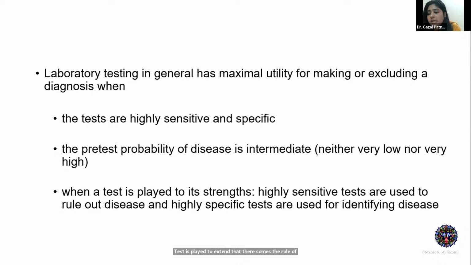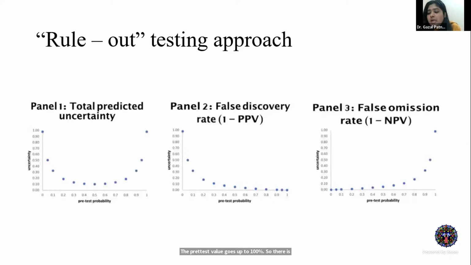So if the clinician is very certain that the disease is present, the pre-test value goes up to 100%, so there is a likelihood that it might reject a negative test. So there is a concept like rule-out testing that has better usability in cases of inflammatory conditions. Let's understand this concept of likelihood ratio, the uncertainty of a test, which is just the opposite of positive predictive value and negative predictive value.